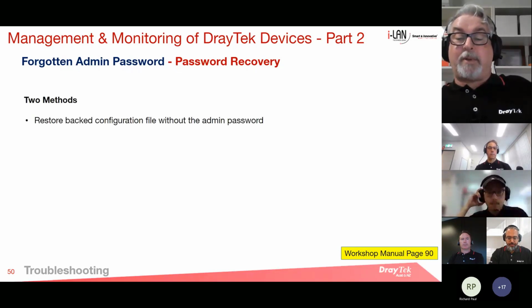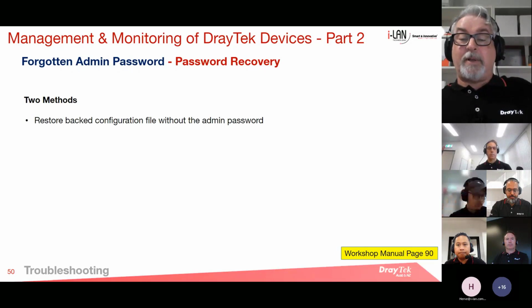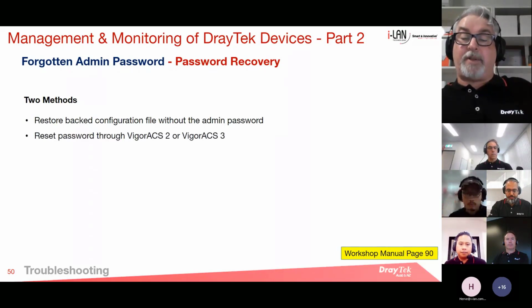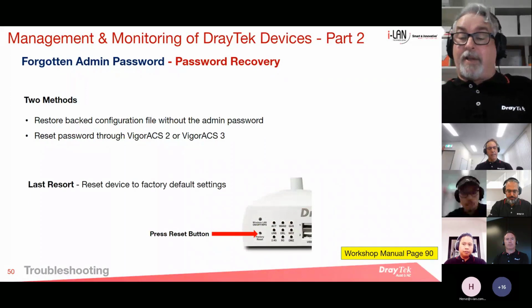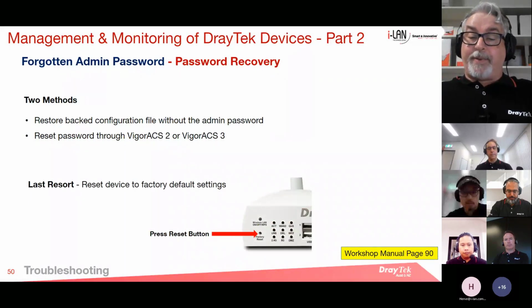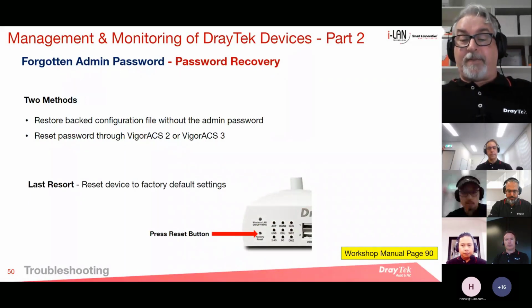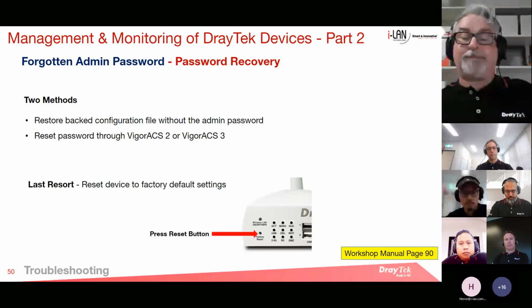One way is to restore the backup configuration file without a password. I'll explain more about that one shortly. The other method is to reset it through using VigorACS 2 or ACS 3. If all else fails and you don't have a configuration backup, the last resort is to reset the device to factory default settings by pressing the factory reset button for at least 5 seconds, then reconfigure it manually. Hopefully you'll at least have some documentation on what settings were used to help you set it all up again.